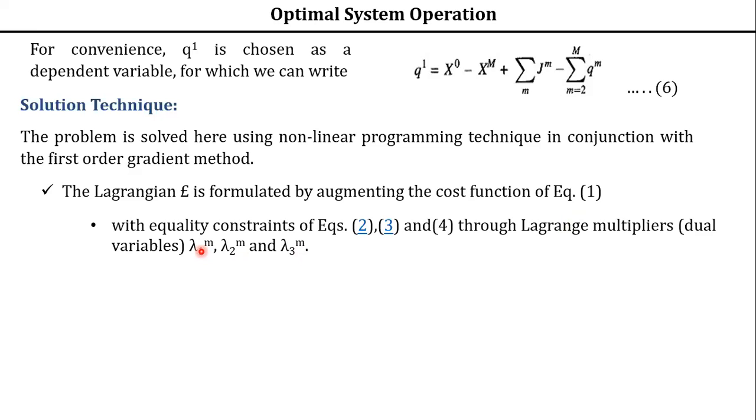That means we divide the interval into several subintervals, capital M number of subintervals, isn't it? So for each subinterval you have to solve this optimization model. That's why we are giving it m here. Understood? Now equation 2 is your power balance equation.